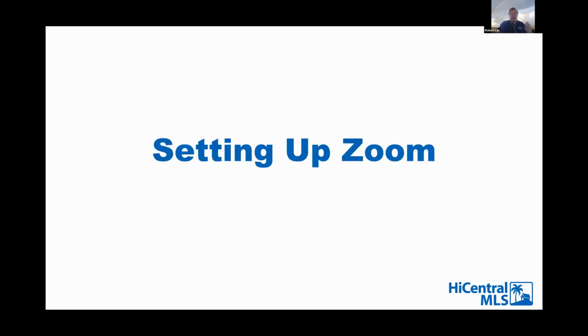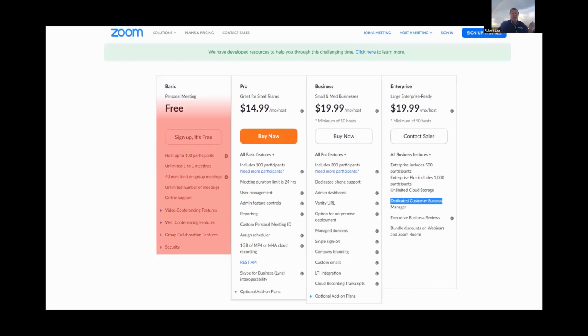Okay, so we're going to jump in now to Zoom, how to set up Zoom. Zoom has all these different paid plans and free plans. If you choose the free plan, you can host up to 100 participants. One-on-one meetings are unlimited. If you do have a group meeting, I think a group is considered three or more, you have a 40-minute limit.